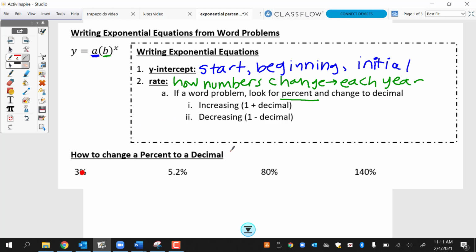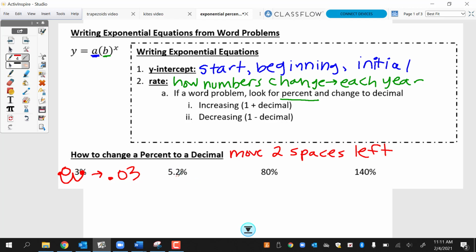And then you are going to move that decimal 2 spaces to the left. So I start here and I go 1, 2 spaces. And now that's where it is. What do I put in this blank spot? I'm going to put a 0. So 3% as a decimal is going to be 0.03.